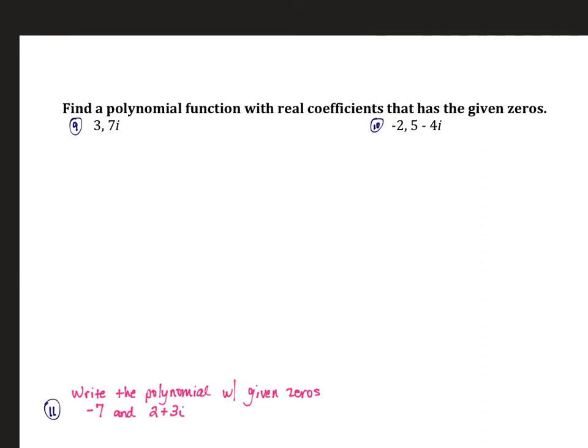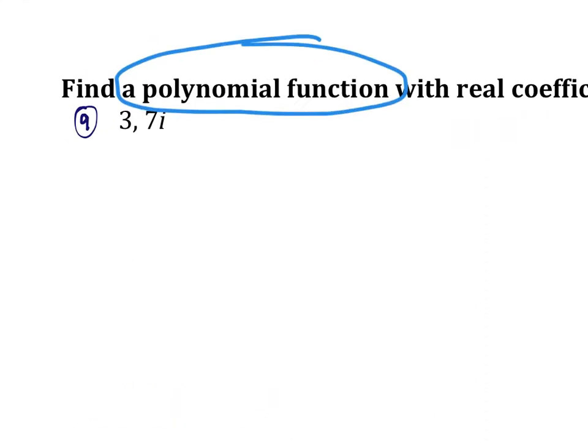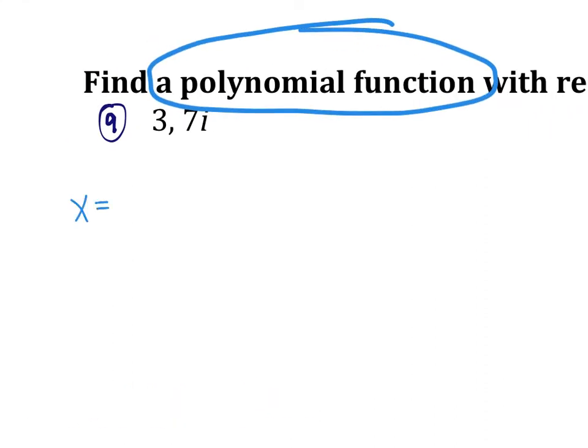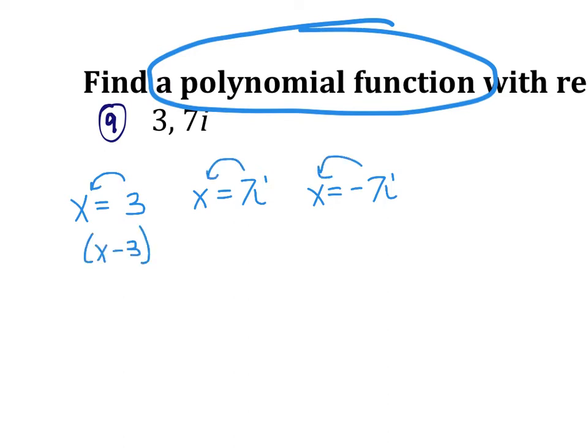All right, guys, here it says find the polynomial with the given zeros. They gave you the zeros, x equals 3, x equals 7i, and we always have to make sure that we account for the complex conjugate. So x equals negative 7i. So first thing I'm going to do is write my binomials. This would be x minus 3 when I move it over. This becomes x minus 7i, and this becomes x plus 7i. And this is set equal to 0.